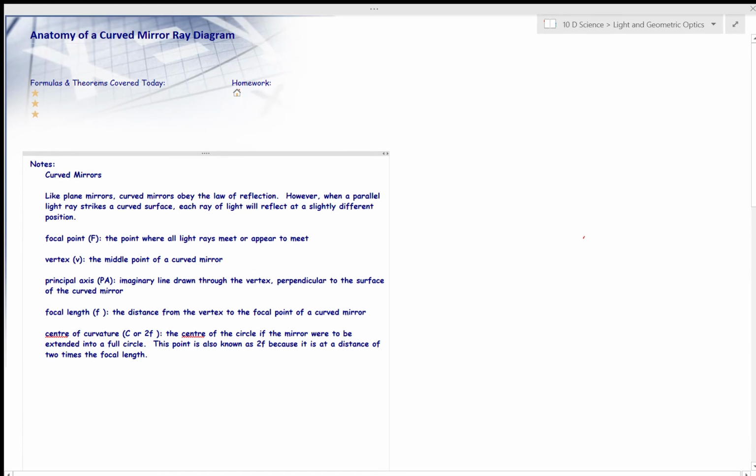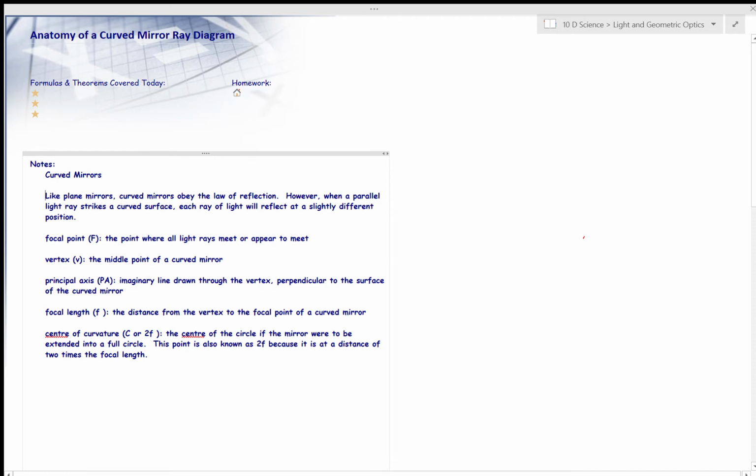We are going to continue right along here with our lessons with regards to light and how it interacts with reflective surfaces like mirrors. So before we start the actual meat and potatoes of this particular lesson, we are going to learn a little bit about the anatomy of a curved mirror ray diagram, because there's a lot of components to it, and I want to make sure when I'm talking, you guys know exactly what I'm talking about.